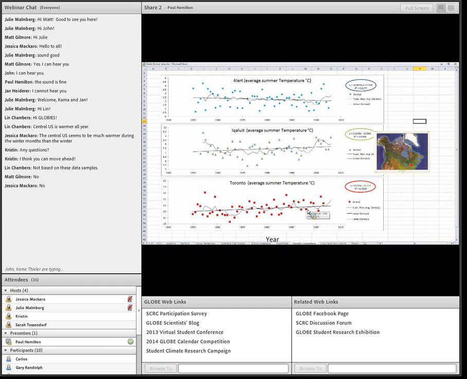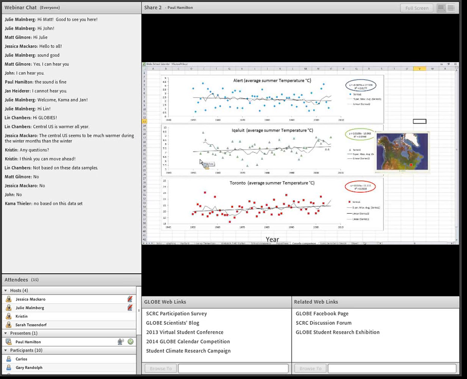Exactly. So based on this data set, perfect, thank you. Based on this data set, not only is the temperature not getting warmer, it's actually staying the same or getting colder. So it's not getting warmer faster in the Arctic.